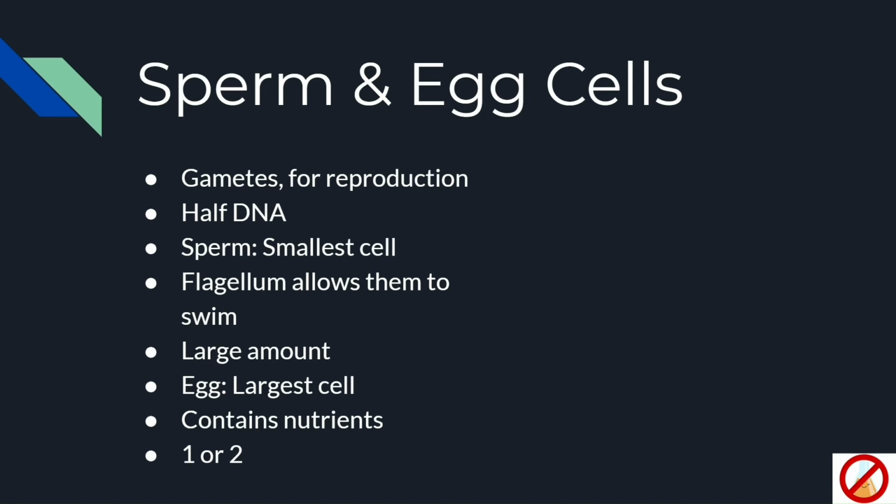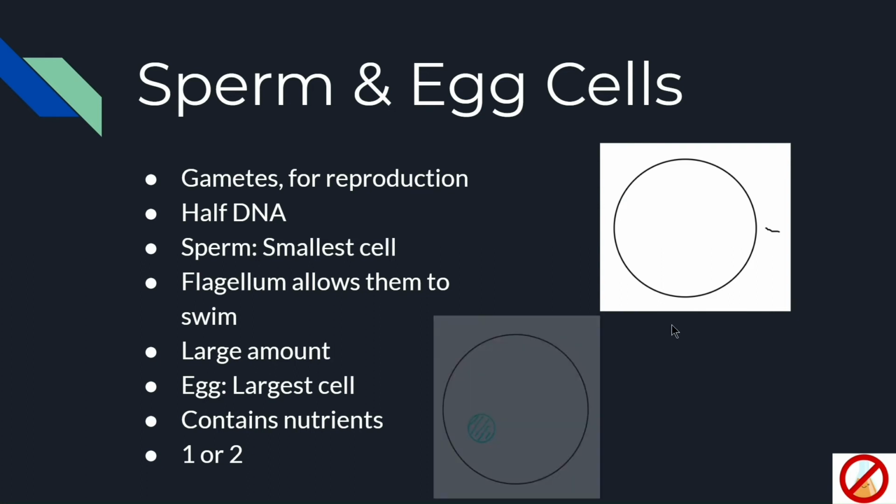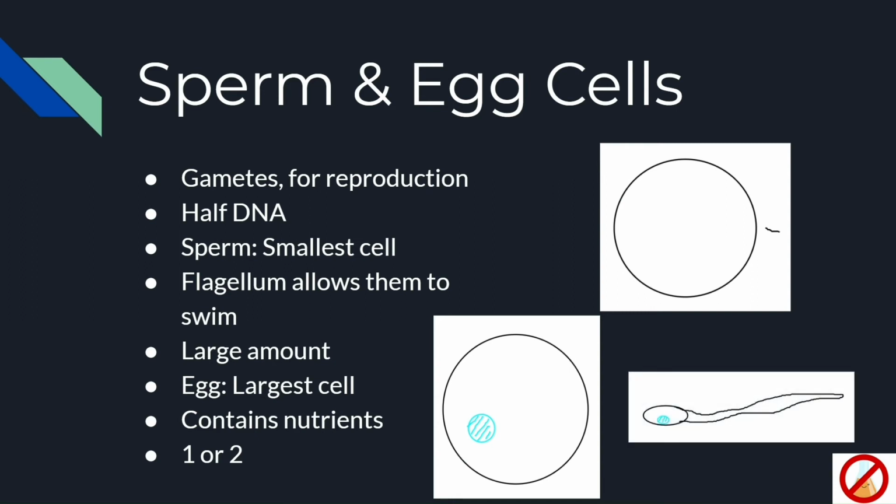So if we take a look at the sizes, sperm is actually the smallest cell in the entire human body, whereas egg will be the largest cell. Relatively, it looks around like that. And the egg contains a lot of nutrients, so that's basically why it's so big, because once the sperm fuses with the egg, all the nutrients needed for the development of cell divisions will be contained in the egg.